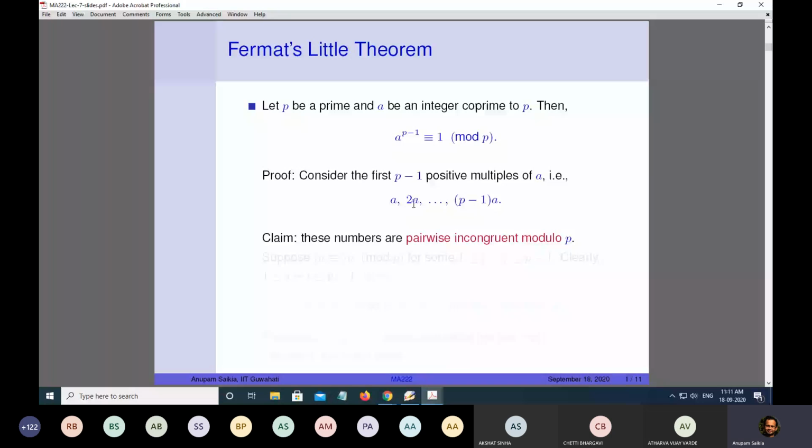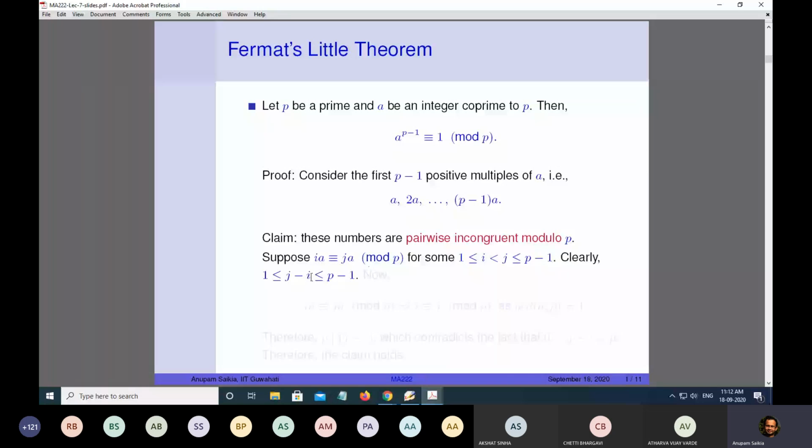Why? Because suppose they are congruent. Suppose to the contrary that ia is congruent to ja mod p. What are these i and j? They run from 1 to p minus 1. And suppose one of them is strictly bigger than the other, because if i and j are not equal, one of them will certainly be strictly bigger than the other. So we want to rule this out.